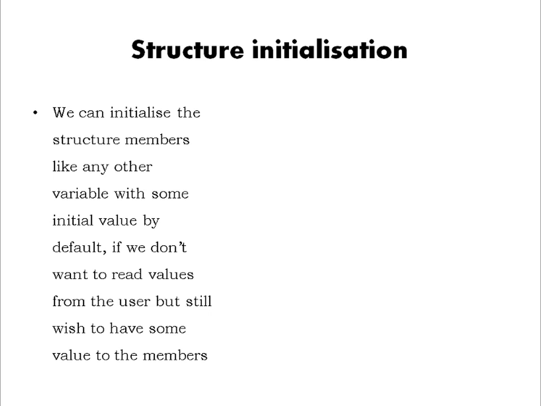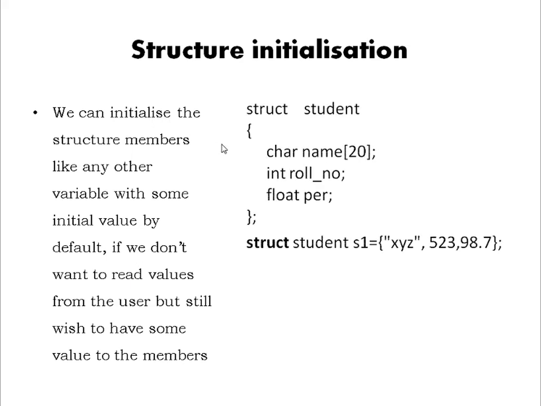Generally this concept exists whenever there are questions where finding the output is based on structures. Now let's check out how this can be done. Again, let's take back the old structure student, char name of 20, int roll_number, float percentage, end the structure, and I'm going to create a structure variable called student s1. I want this name to be XYZ, roll number as 523 and percentage as 98.7.